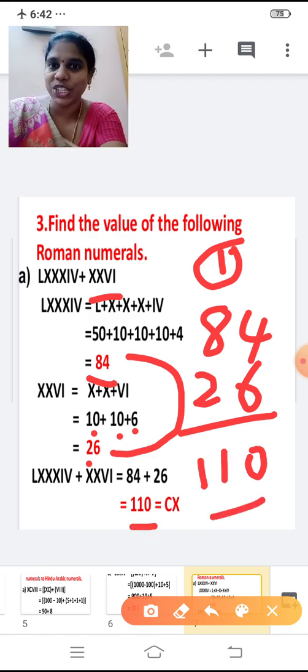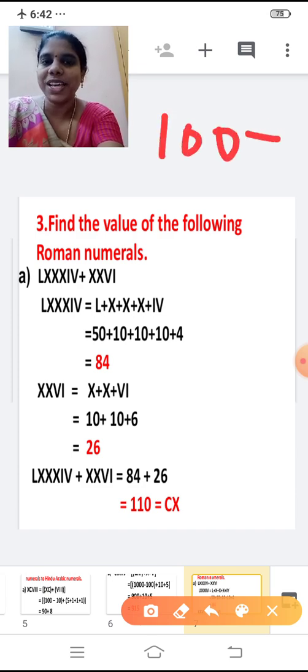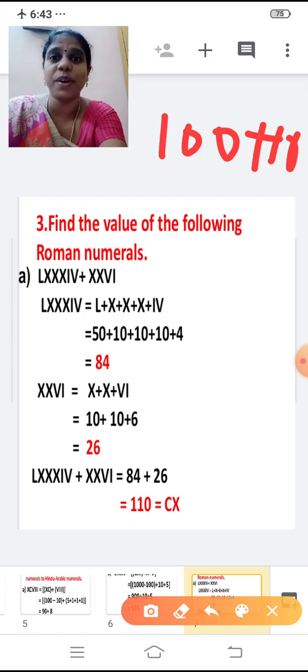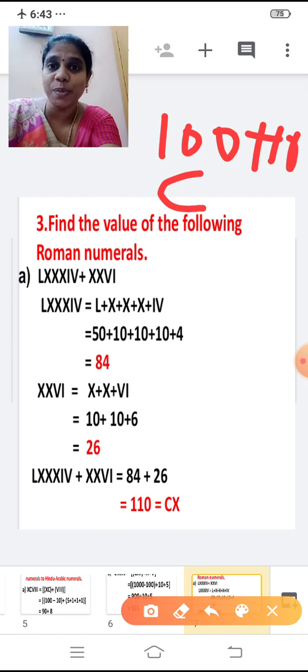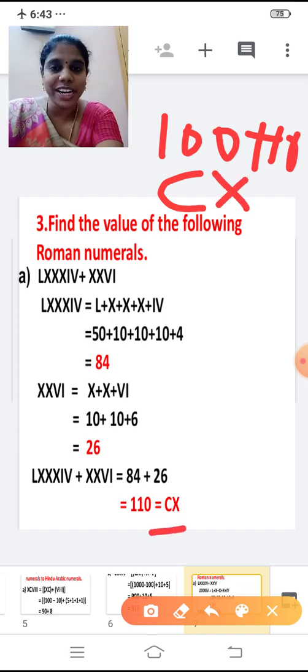Now this you are going to change into Roman numeral. 110, how to write? 100 plus 10. What is the Roman numeral for 100? You know the Roman numeral for 100, right? Yes, C. What is the Roman numeral for 10? X. So the answer is CX. 110, how to write? 100 plus 10, 110.